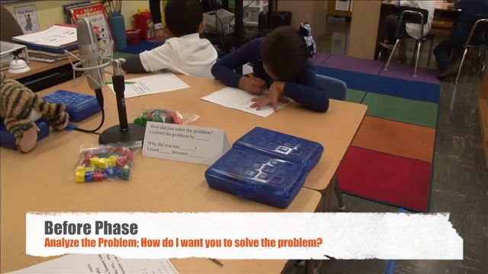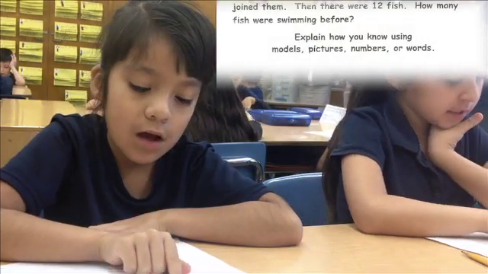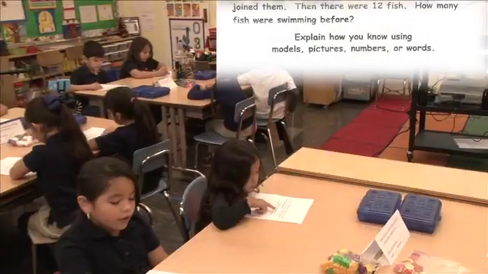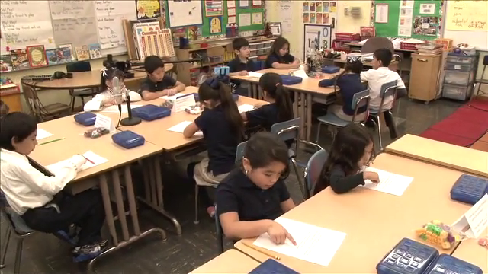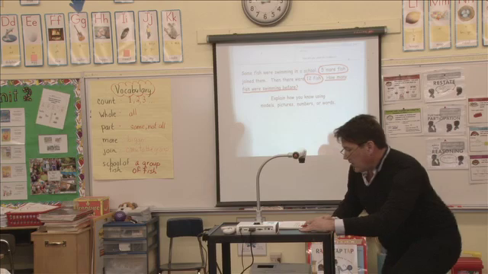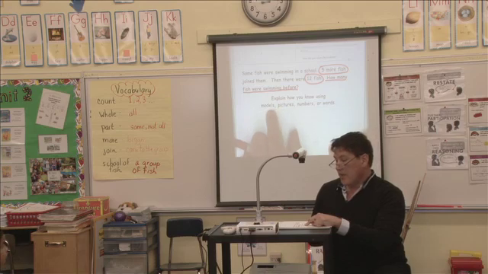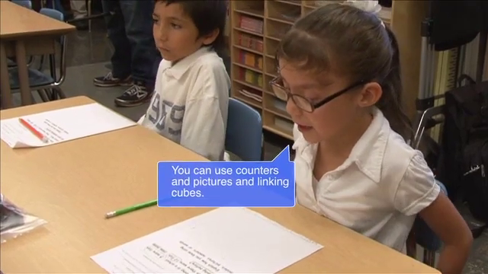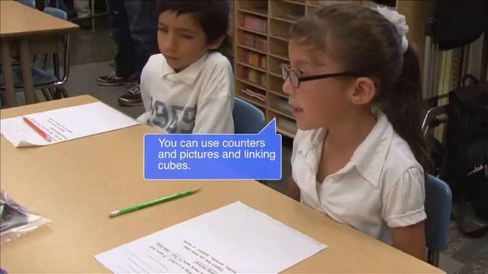Everyone, look where my finger is, where it says explain. Explain. How you know using models, pictures, numbers, or words. For this lesson, students had a variety of tools to select from to make sense and solve the problem. Would someone like to share with us how we might show our work using models, pictures, numbers, or words? You can use counters and pictures and linking cubes.